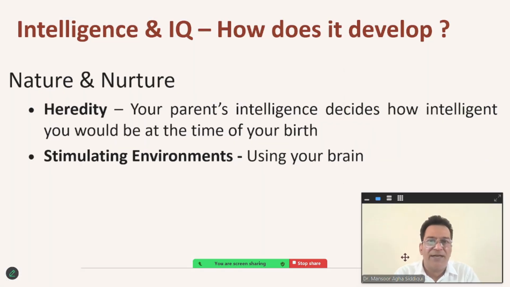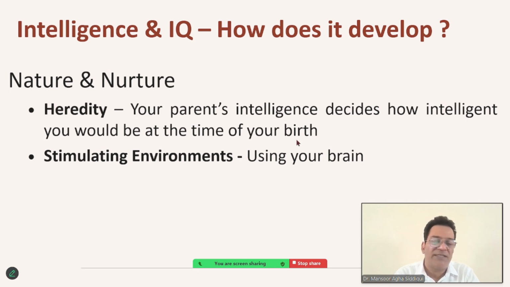Now, let's understand how does IQ develop. IQ is a factor of two broad things, hereditary and your nurture. If your parents are intelligent, then that would mean that you will be more intelligent as compared to other people at the time of your birth. Plus, intelligence which you get from your parents is not so important because if you use your brain more, then you will become much more intelligent than any person in the whole world.